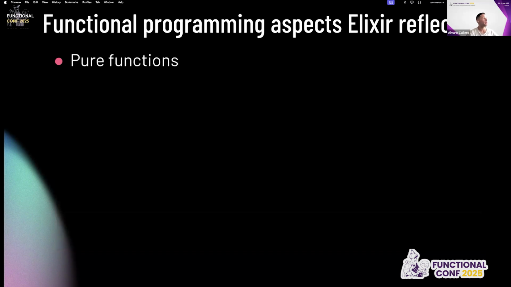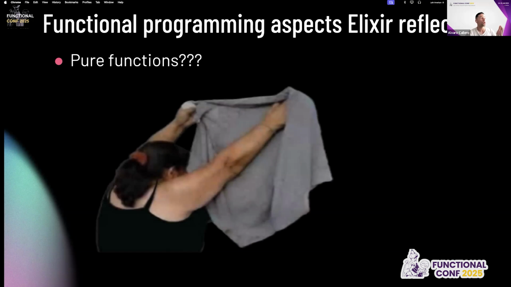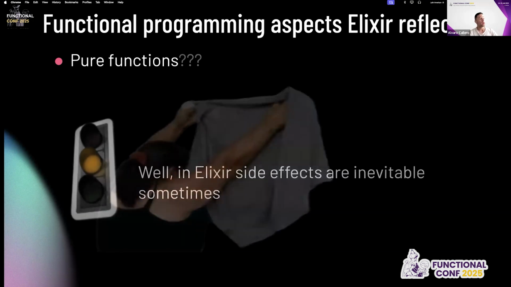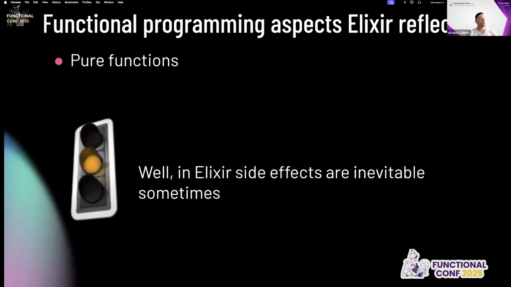Let's see another concept, and this is pure functions. Pure functions are simply functions that, given the same input, always return the same output, and this will not have side effects or secondary effects. So, do we have only pure functions in Elixir? Well, in Elixir we have side effects because they are inevitable. So we are gonna have pure functions, but we are also gonna have impure functions.